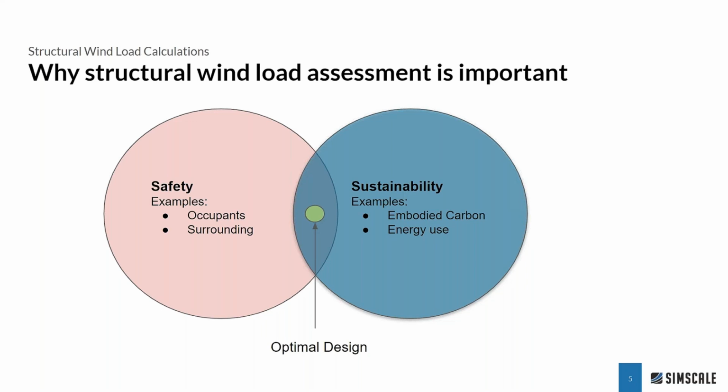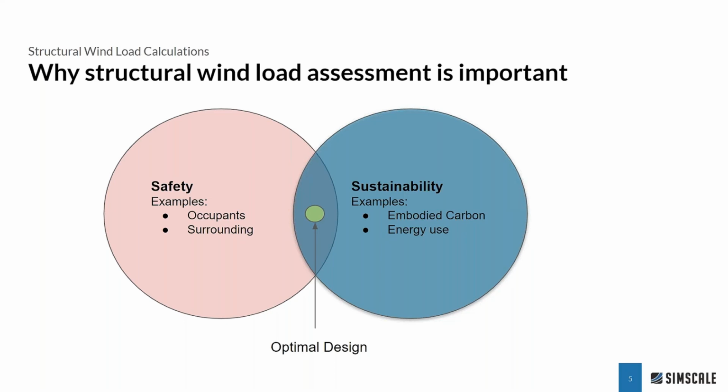So for safety, we're concerned, for example, on the occupants inside the building. So definitely we want to make sure that during extreme weather conditions, the building won't collapse, but also that facade elements won't rip off the building and hurt people in the surrounding of the building itself.